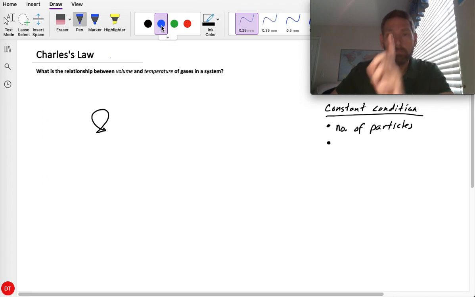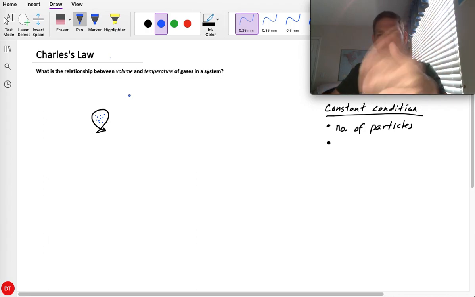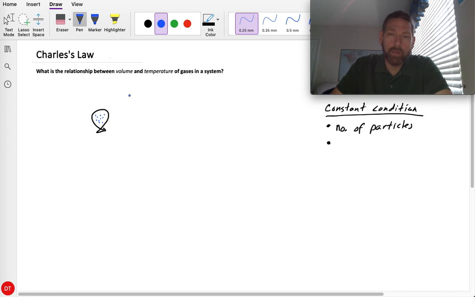So let's think about this. We've got 1, 2, 3, 4, 5, 6, 7, 8, 9, 10. Again, that magic number 10. We don't need more, we don't need less. We could go with less, but 10 is a nice even number to work with. So this is a balloon. There's a certain number of particles in there. It's fixed. Now we've got another balloon, or actually, we're going to call this the same balloon. 1, 2, 3, 4, 5, 6, 7, 8, 9, 10.